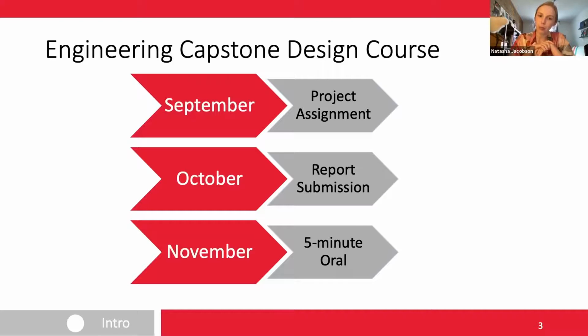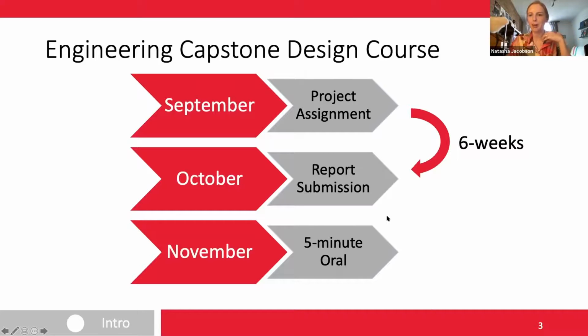Finally, in November, we ask them to summarize their problem in a 5-minute presentation, similar to the TED Talks that were mentioned previously, to their peers and their course instructors. So just to recap, between that project assignment and their first submission, we had a 6-week gap without any instructor feedback in the interim.